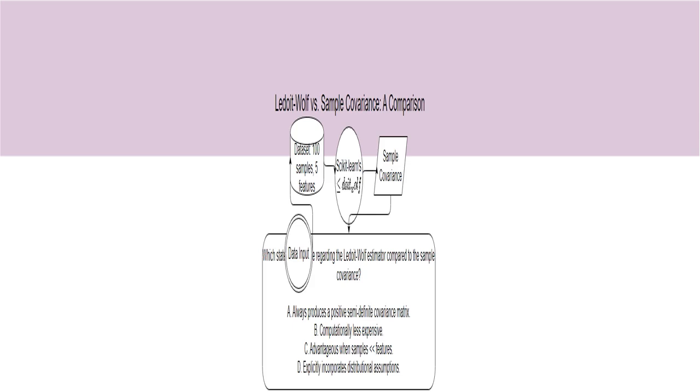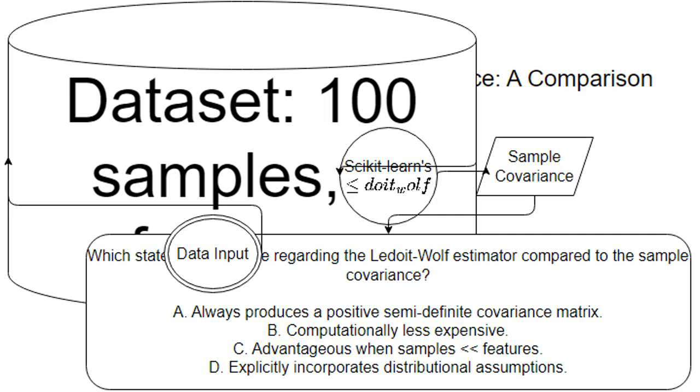I'm comparing the Ledoit-Wolf covariance estimator with the standard sample covariance. I'll focus on their strengths and weaknesses, especially when you have many more features than samples. That's a common challenge in data analysis. It's like comparing two tools to build the same thing. I'm working with a dataset that has 100 samples and only 5 features. This is a relatively small dataset, but it's a good starting point to understand the differences between these two covariance estimators. Think of samples as individual data points and features as different characteristics you're measuring.